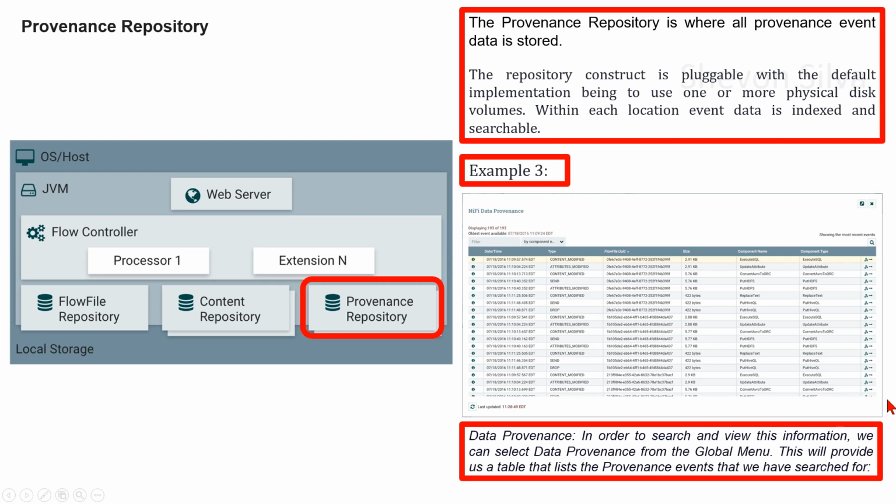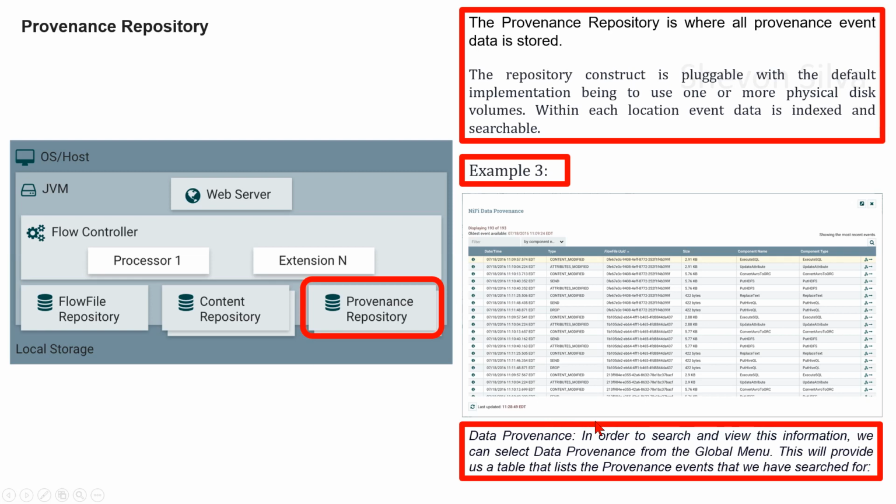This will provide us a table that lists provenance events that we have searched for. Initially, this table is populated with the most recent 1,000 provenance events that have occurred, though it may take a few seconds for the information to be processed after an event occurs.